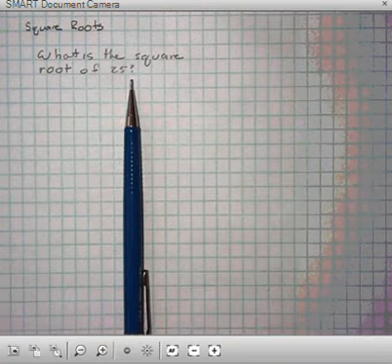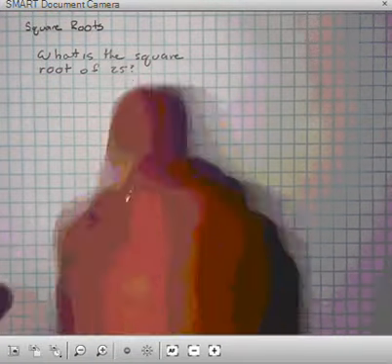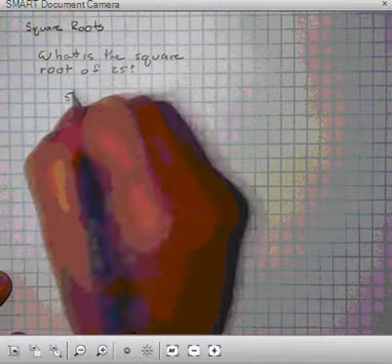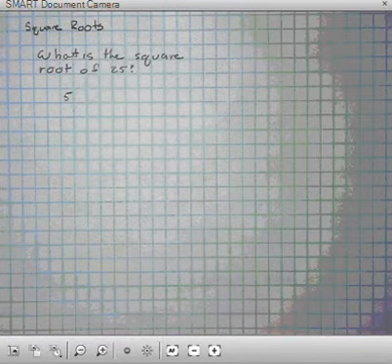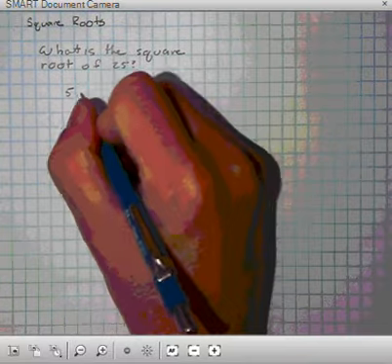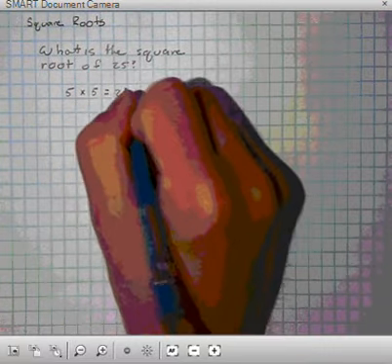Essentially, well, let's start here. Michael? 5. All right, so what he's saying is 5 is the square root of 25. So that means if I had an area of 25, the root, the base of that square would be 5. So we can check that by doing 5 times itself, which equals 25.